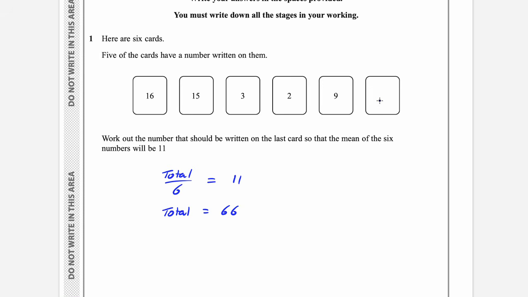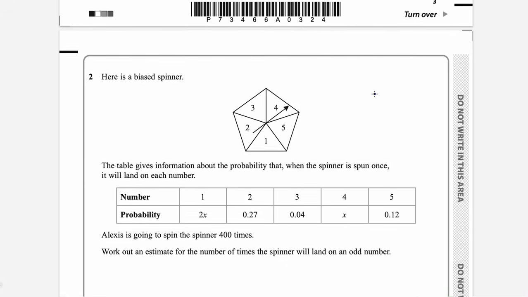6 times 11 is 66. So what's left to give you 66? Well, use a calculator if you want, guys. 31, 34, 36, 45, 45 to give you that is 21. Okay, nice, easy start. Question 2.